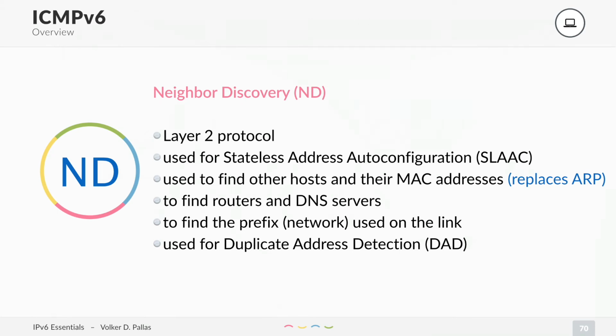It is also used to find routers and DNS servers, and it can provide prefix information on the link you're at. Like when you want to do your own addressing, you don't have to use DHCP anymore, you can use Neighbor Discovery. It is also used for duplicate address detection to make sure that your address you're using is unique.